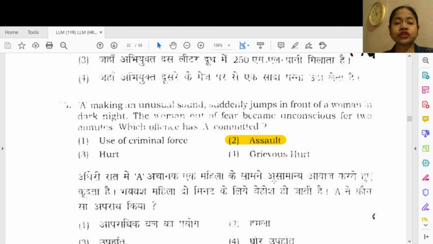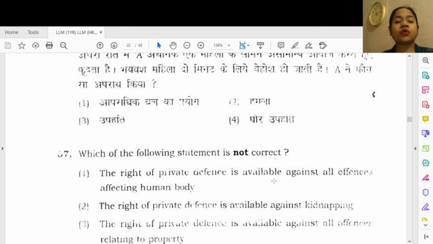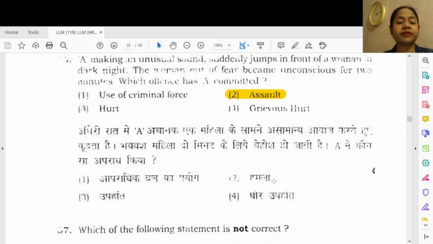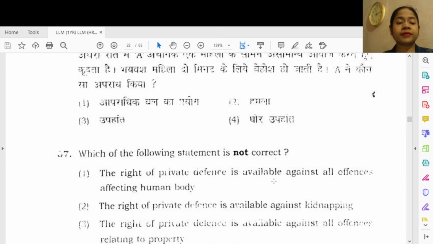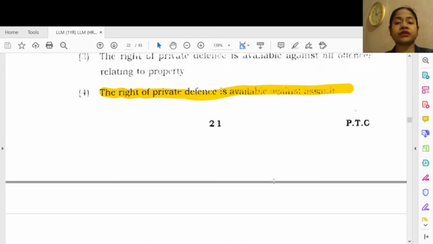Question number 36. A, making an unusual sound, suddenly jumps in front of a woman in the dark night. The woman, out of fear, became unconscious for 2 minutes. Which offence has A committed? The correct option is option number 2, assault. Question number 37. Which of the following statements is not correct? This is option number 4. The right of private defense is available against assault.